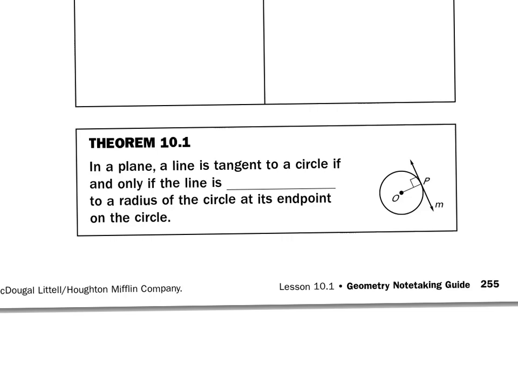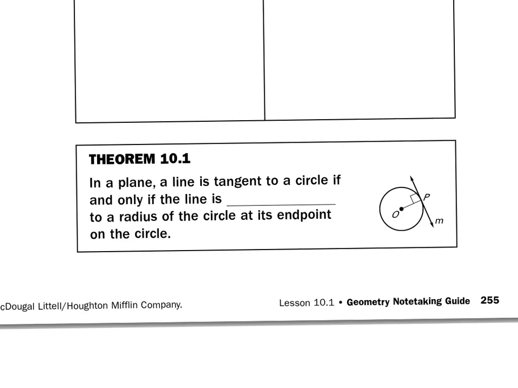Okay, before I start on the next page, let's look at Theorem 10.1. In a plane, a line is tangent to a circle if and only if you can draw a radius from the tangent point to the center and it's perpendicular. And this helps us do a lot of fun math. Perpendicular.